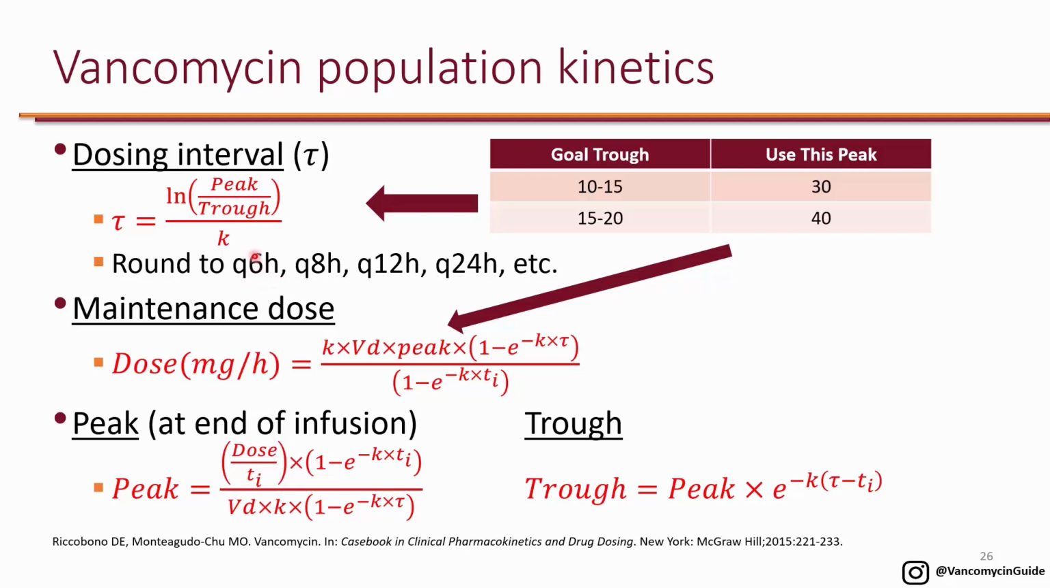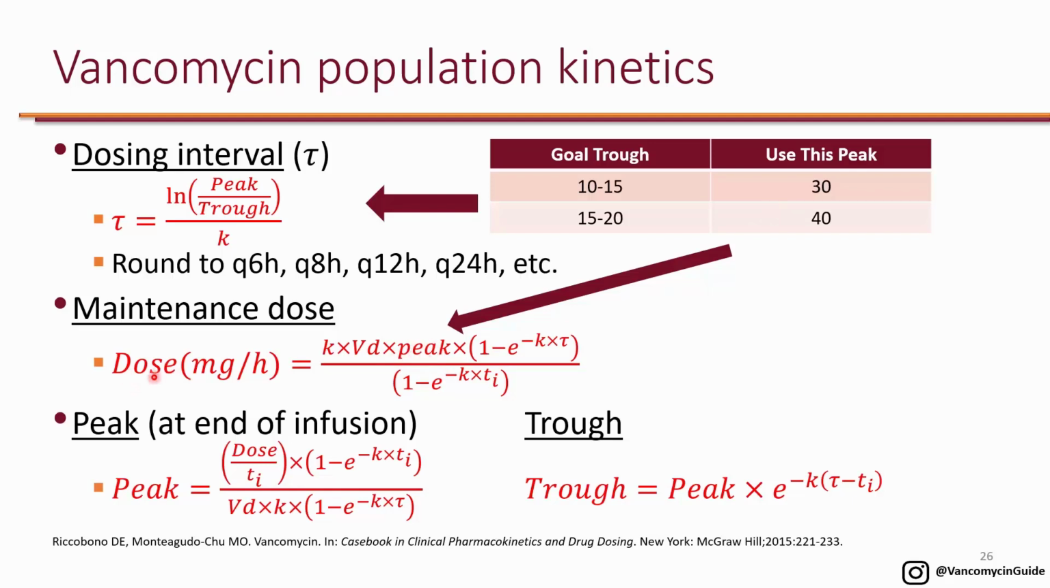If you get a single dose that's too high, more than 2 grams, you may give a smaller dose but more frequently in order to achieve the same daily dose. Once you get the tau, you calculate the dose that you want. Again, you use the same kind of peak based on your target trough in this equation. This is the target peak that you want.